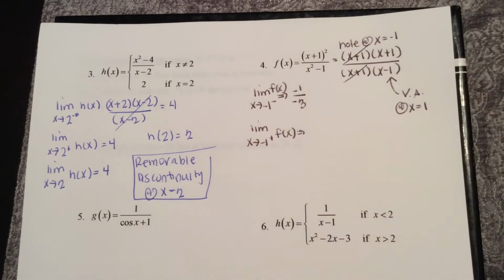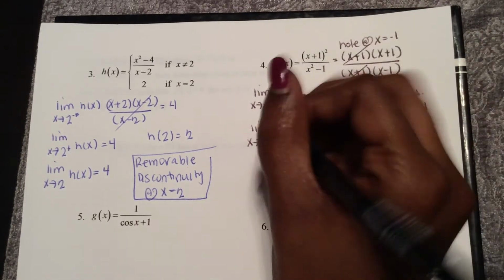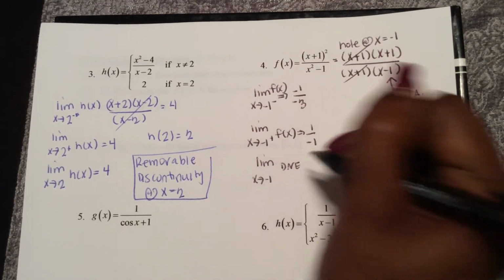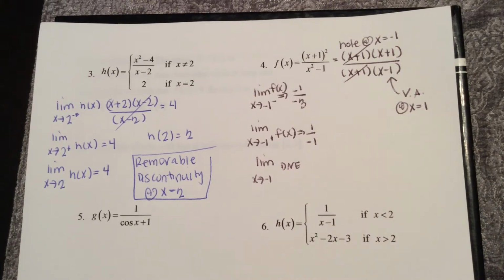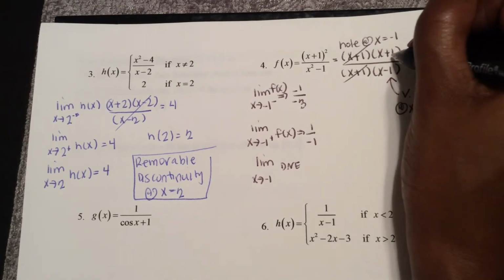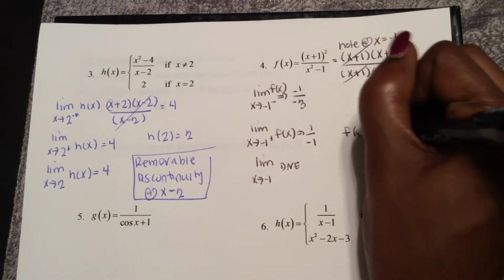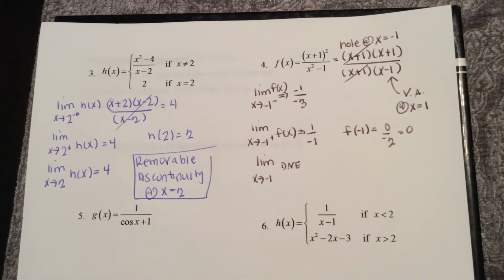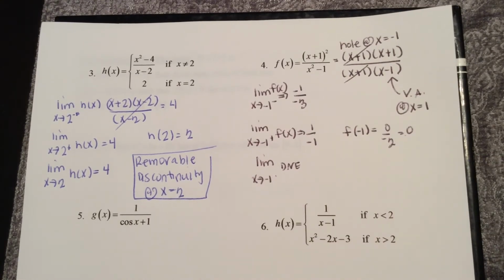So let's say I'm approaching -1 from the right side. I can try 0. I would have 1 over -1. So the limit as x approaches -1 does not exist. Also, if I plug -1 into this function, f of -1 would be 0 over -2, which is 0. It does not equal our limit, which does not exist.